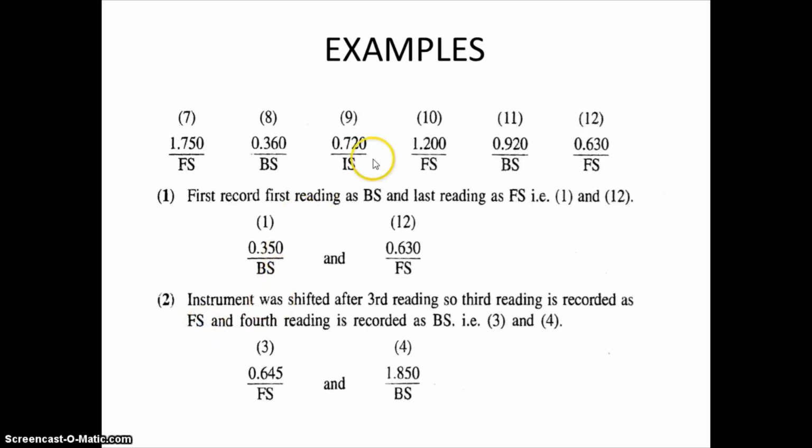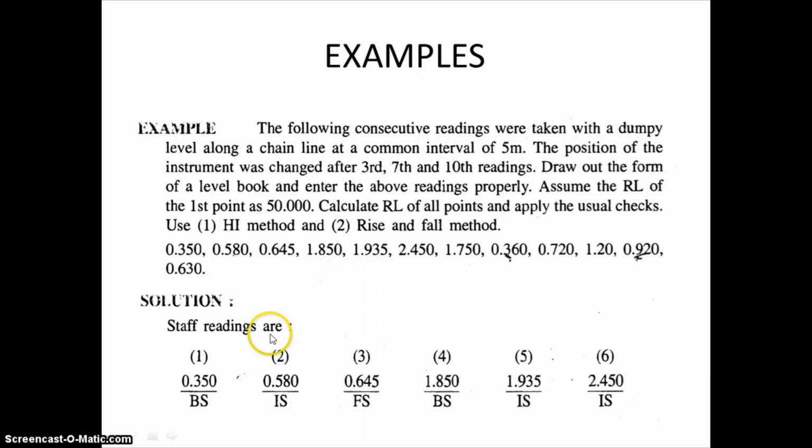So how will you do the calculation? These all are your staff readings. As I told you, first of all you have to prepare your table. We already discussed that whenever we take the first staff reading, we always call it a backsight reading. So you can see here I have written 0.350, it is reading number 1 and it is called backsight. Then the second reading is 0.580, but that will be your IS. Once you take the backsight, the remaining readings will be entered in the IS column. Then the third reading will be 0.645, but I have put it under FS. Why have I put the fourth reading here?